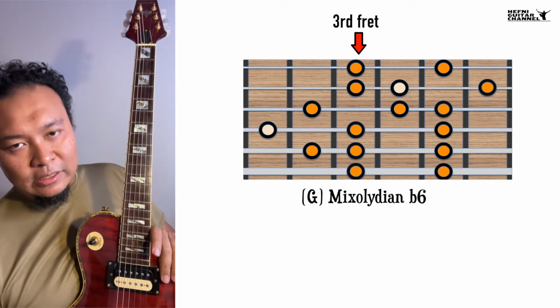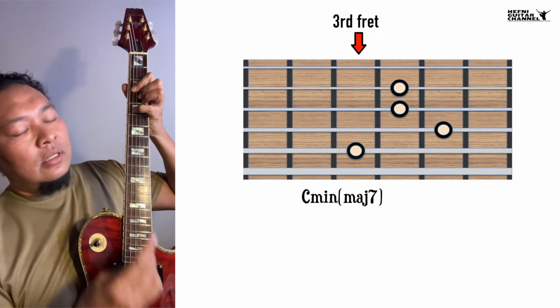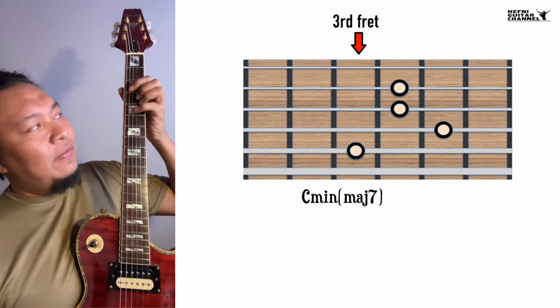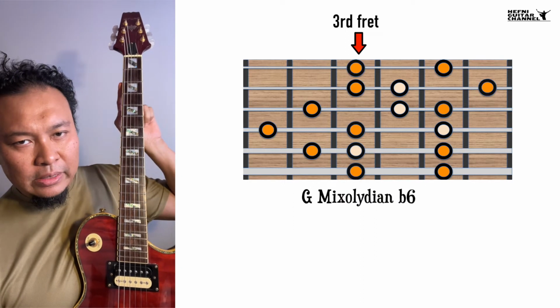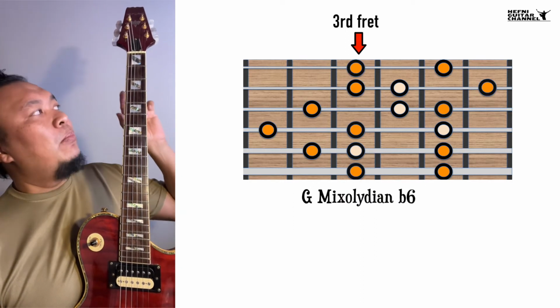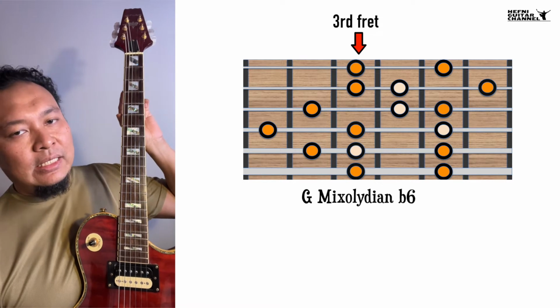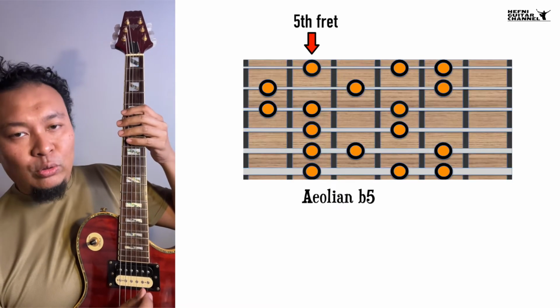And that is our starting point. So... C minor major 7 attaches itself. Okay, peg that in your mind. Peg that to the Mixolydian flat 6. So the mode after Mixolydian flat 6 is your Aeolian flat 5.